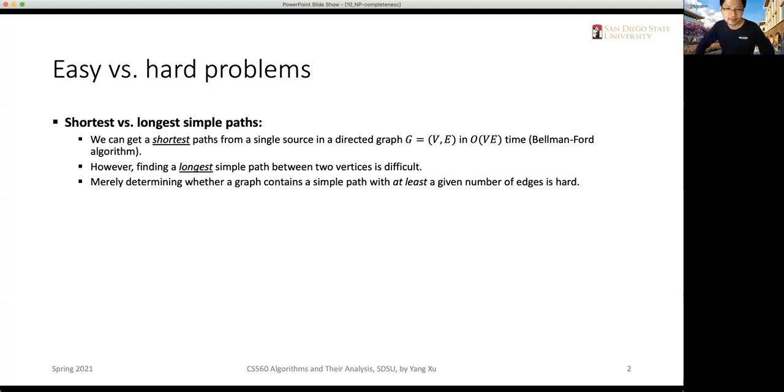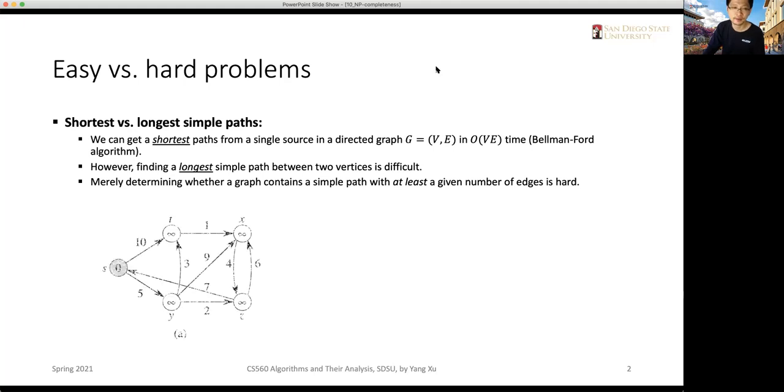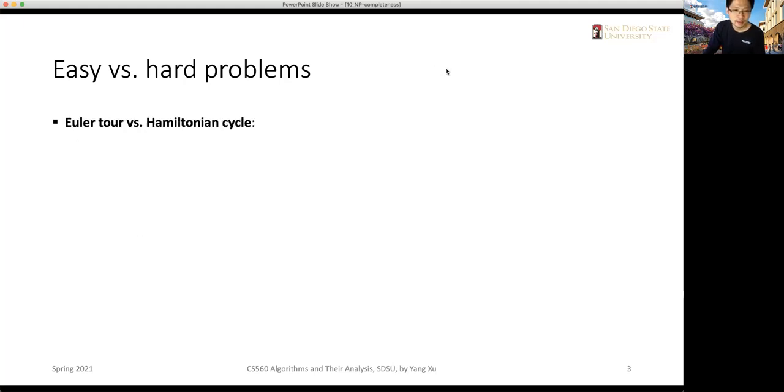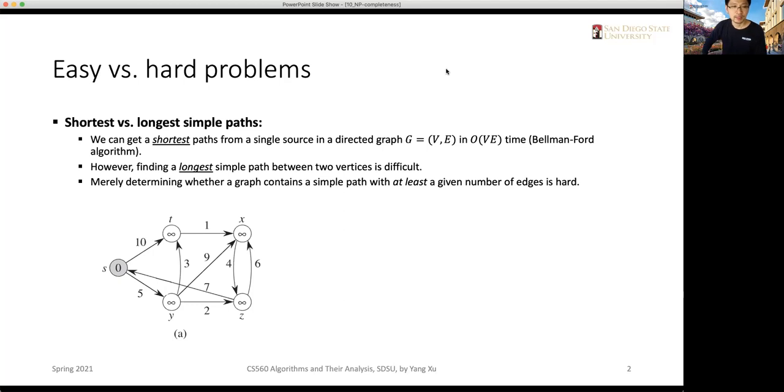Actually, merely determining whether a graph contains a simple path that is above some threshold, with at least a given number, even to determine this lower bound is a very hard problem. All right, so that's one example of how hard versus how easy a problem can be.